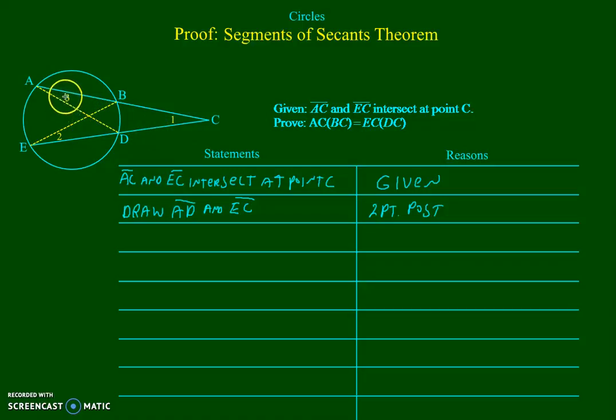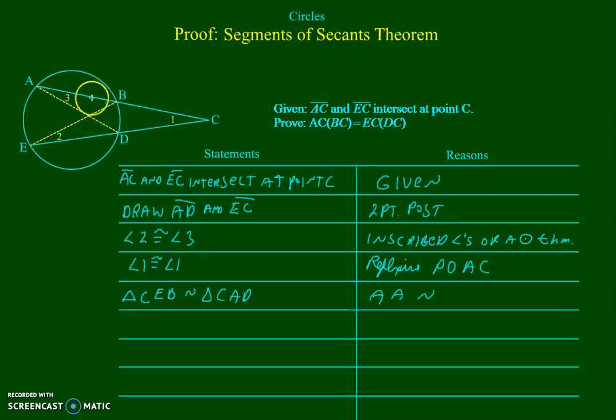Now you can see that angle 3 intercepts arc BD, angle 2 intercepts arc BD. So we know that those two angles are going to be congruent. Because angle 2 and 3 intercept the same arc, they're congruent by the inscribed angles of a circle theorem. Next, we know angle 1 is shared by the two of them, so it's congruent to itself by the reflexive property. And that means that these two triangles are similar by angle-angle similarity.